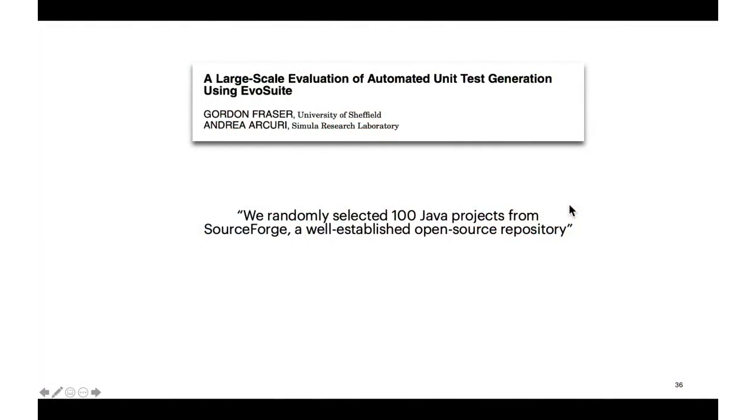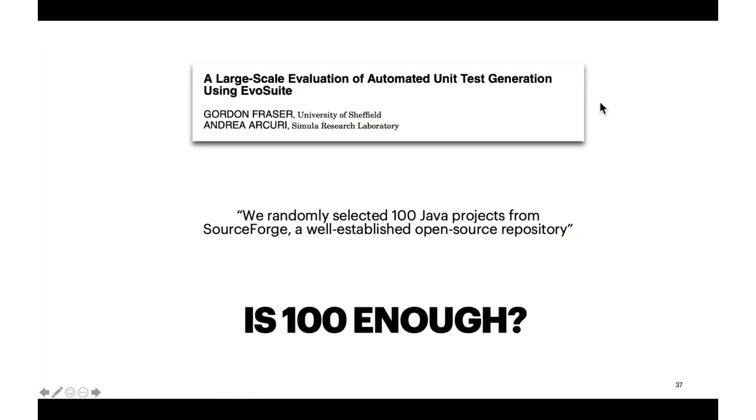An example of a study which applies this kind of sampling strategy is by Gordon Fraser and Andrea Arcuri, who randomly selected 100 Java projects from SourceForge, a well-established open source repository. This looks more or less reasonable, but of course the question is: is 100 enough?